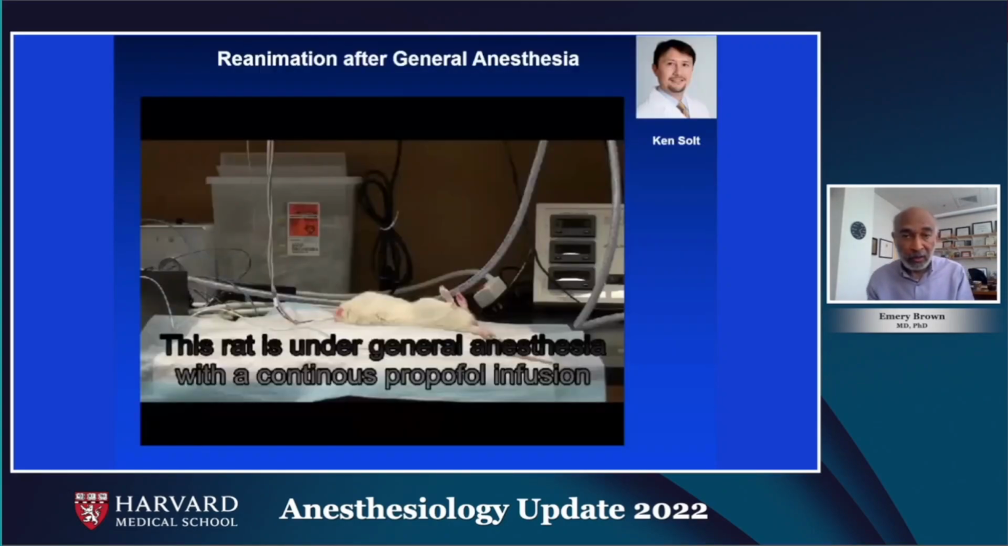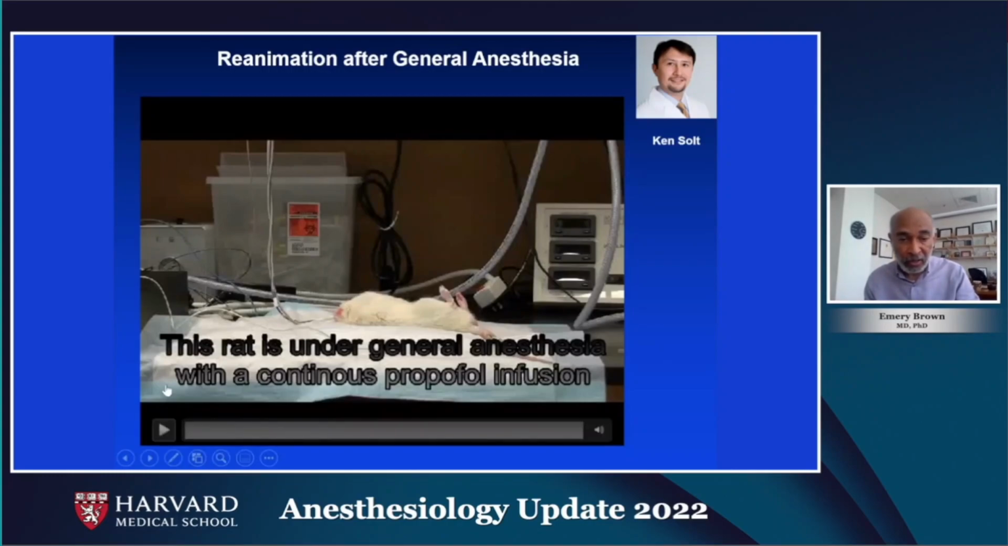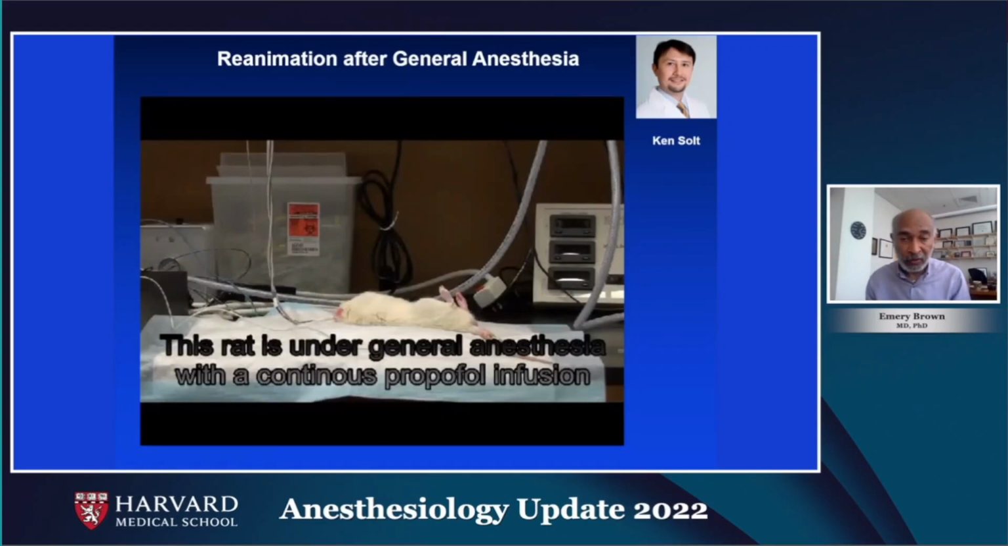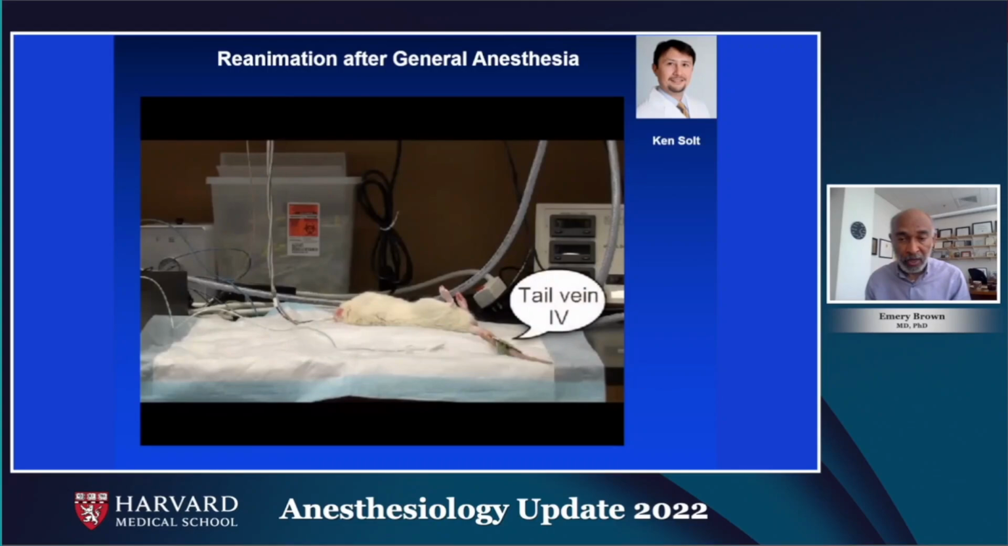So one final idea: reanimation. This is the work that my colleague Ken Salt at Mass General Hospital has been doing for a number of years, working on ways to turn the brain back on after anesthesia. He has a rodent here that has an IV receiving a propofol infusion in its tail vein. He has an electrode implanted in the ventral tegmental area, a dopaminergic arousal center in the top of the midbrain, the top of the brainstem.